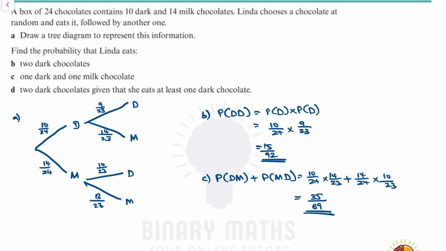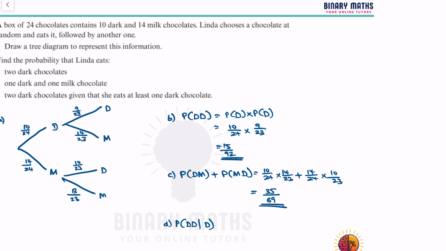Okay, 2 dark chocolates, given that she eats at least 1 dark chocolate. So that means D is probability of dark and dark, given that she's already had at least 1 dark chocolate. So we end up getting probability of dark, dark intersect dark over probability of D. Now that means at the top, because it's dark, dark, and she has at least 1, there's only 1 combination, which is dark, dark, which is 10 over 24 times 9 over 23.